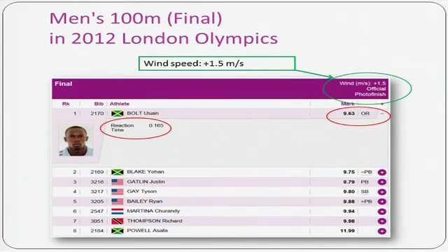And here is the final result in reality. Bolt finished at 9.63 seconds under a tailwind of 1.5 meters per second. Although this result didn't fall into the range of our prediction, we successfully predicted that Bolt cannot break his world record again in the Olympic Games.